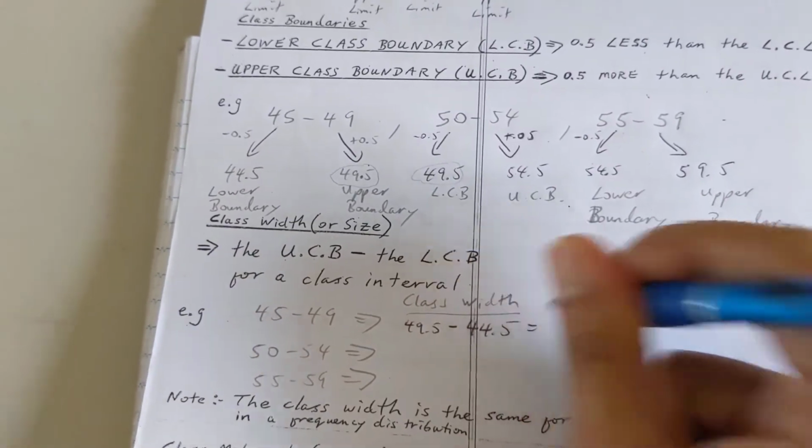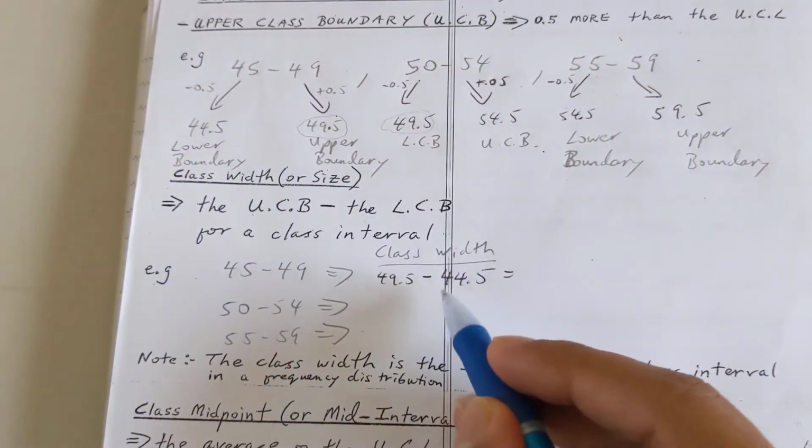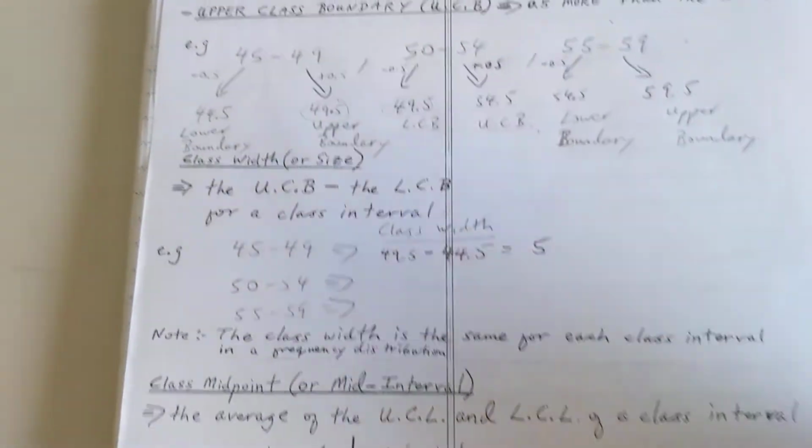Sorry for that line in the page. Hope you can see it. So 49.50 minus 44.50, I'm going to get a nice smooth 5.